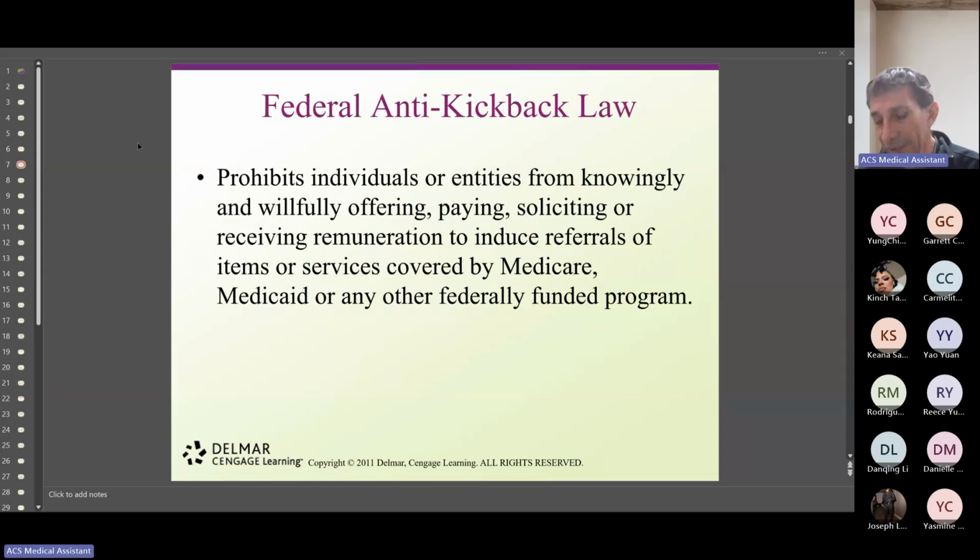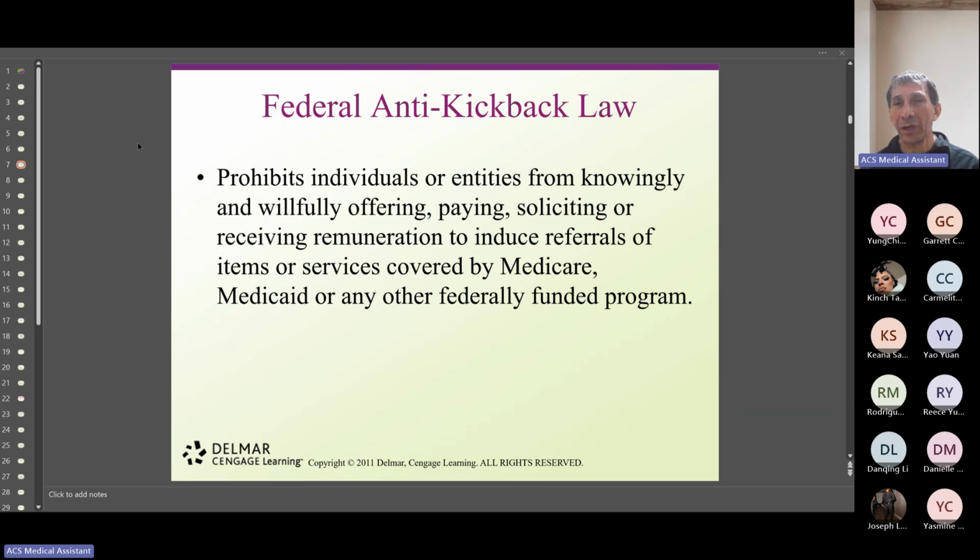Okay, this is interesting. This is called the Federal Anti-Kickback Law. Keep it in mind, this is a question for the exam. Believe it or not, it sounds simple, sounds like this is business, sounds like it is legal to many of you. It is being practiced, still practiced a lot, but it's illegal.